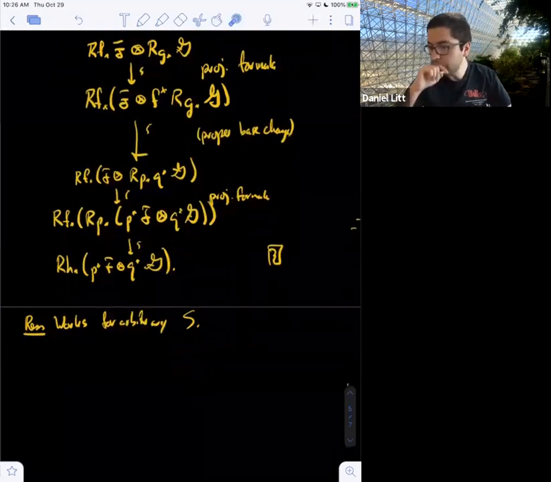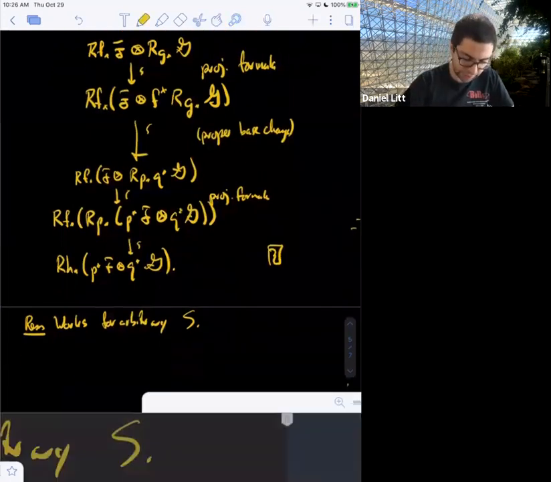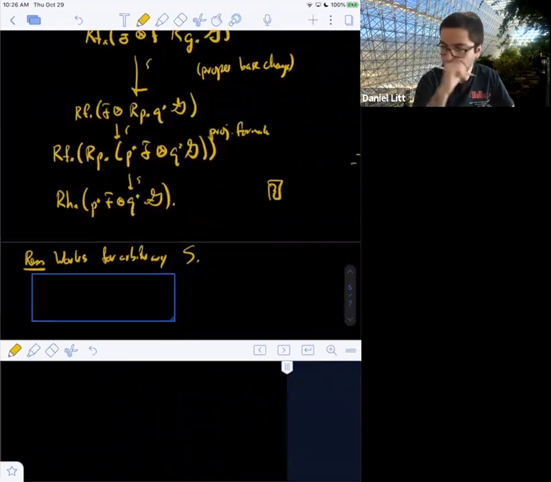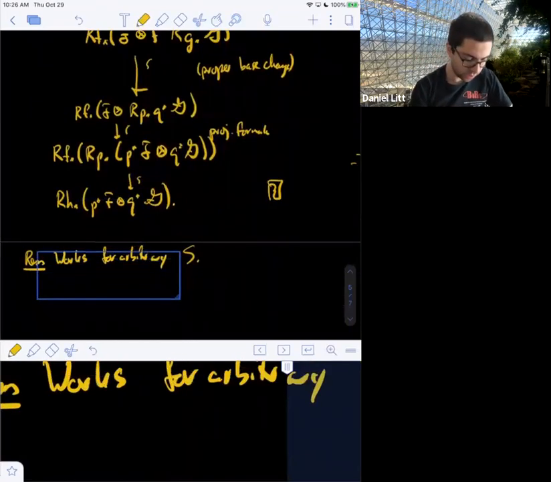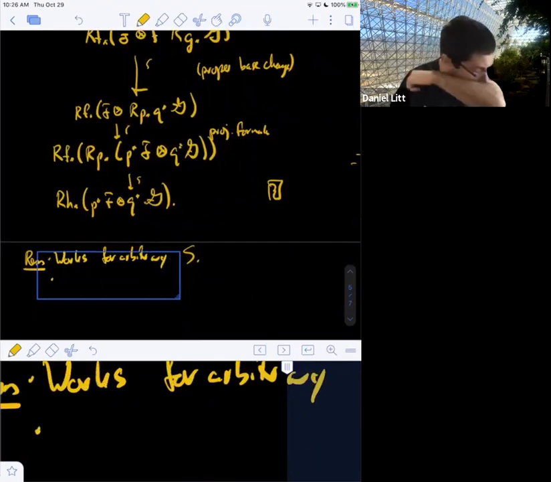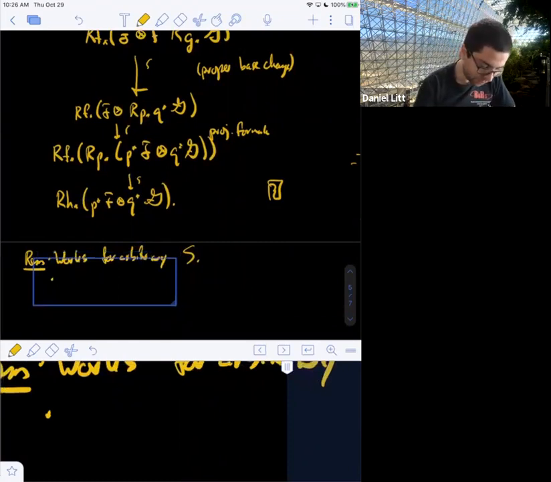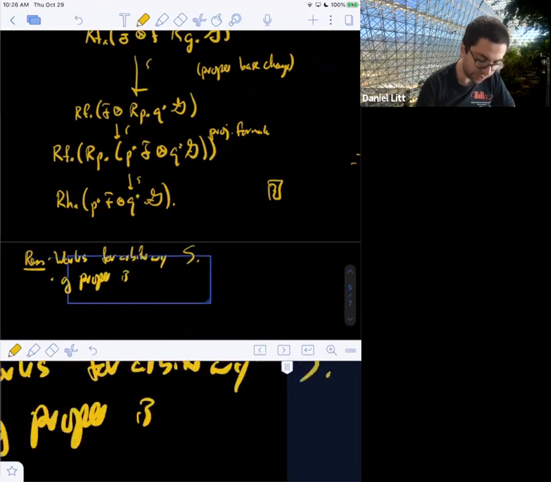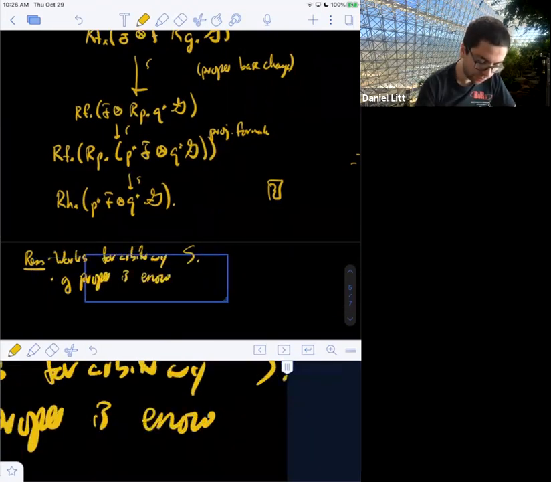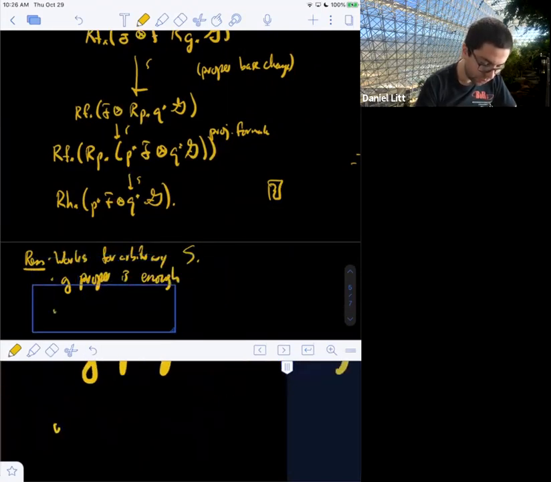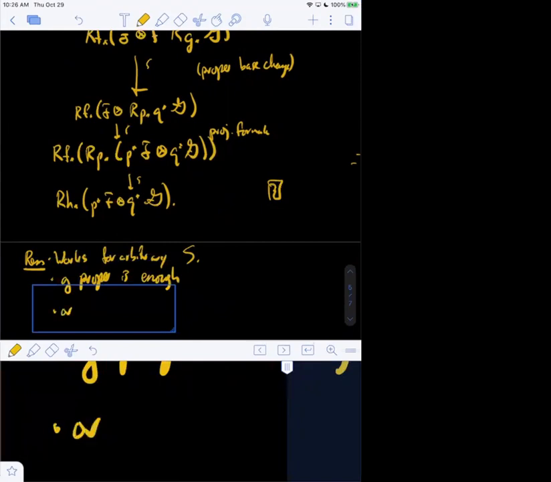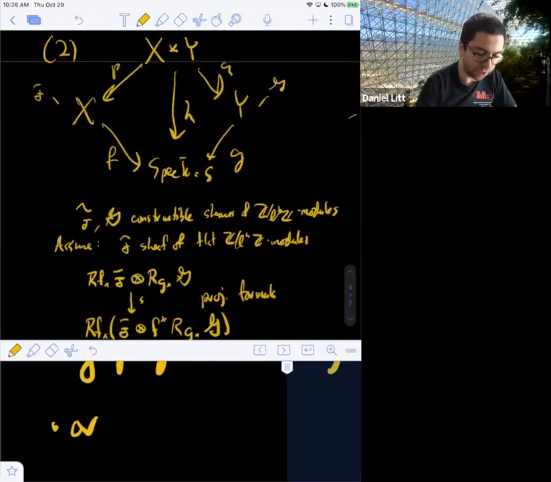Okay, so a couple other remarks. So we didn't need properness everywhere. So for example, it would have been enough to have G proper. So one of these things being proper is enough. Sorry, what have you written? It works for any what S? So any arbitrary base S.